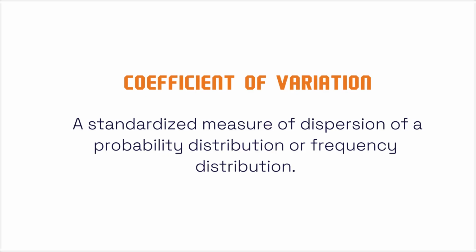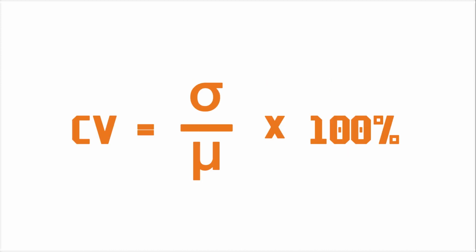The coefficient of variation is a standardized measure of dispersion of a probability distribution or frequency distribution. It is expressed as a percentage and it's calculated as: the coefficient of variation is equal to the standard deviation over the mean times 100%.